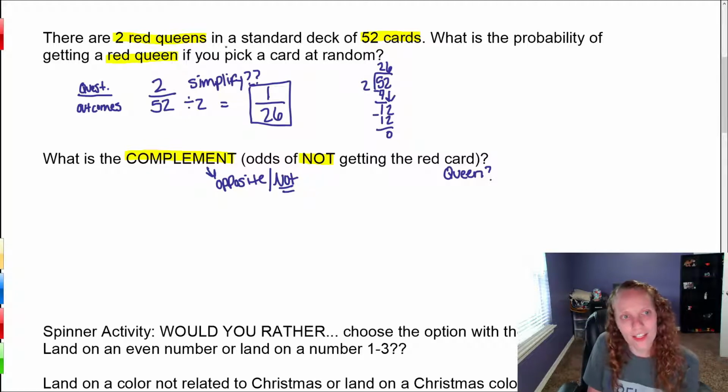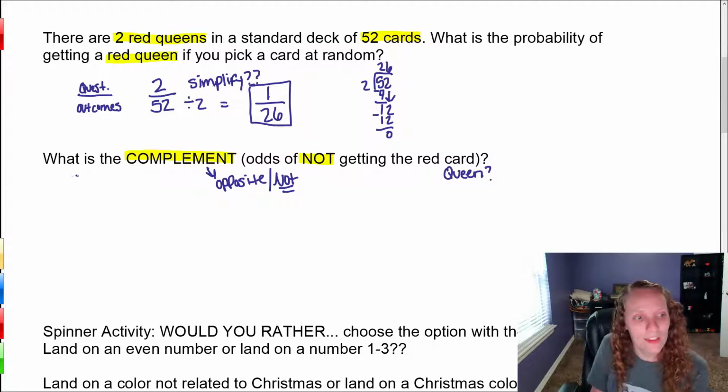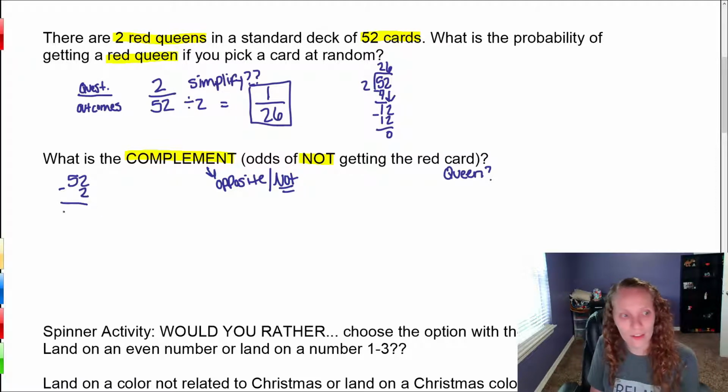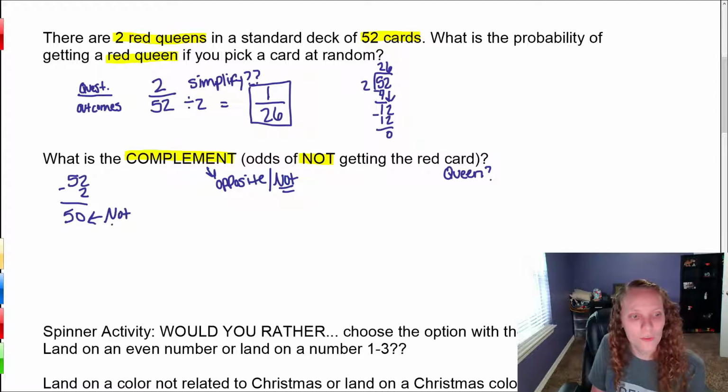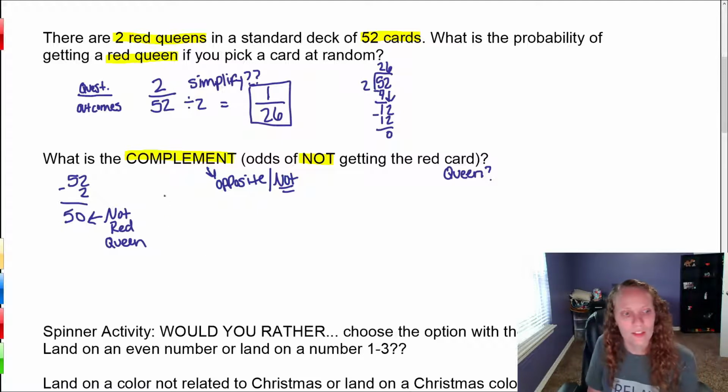So if the odds of getting a red queen was 2 out of 52, the odds of not getting a red queen would be the total number of cards, 52, minus those 2 red queens that we know are there. There are 50 cards that are not red queens. So this is what the question's asking for.